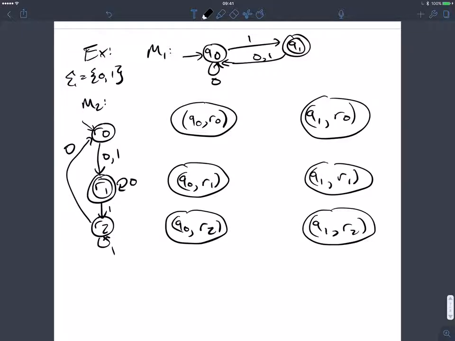What's the start state of this new DFA? Q0, R0, because it's the start state of the first and the start state of the second. So that's my start state. We'll do final states at the end. So let's look at Q0, R0. How do I figure out where I go on the input 0? Look at the original DFAs. What did the first one do? It goes to 0, so Q0 is going to stay the same. And R0, where did I go? R1. So I'm going to go to Q0, R1. Good.